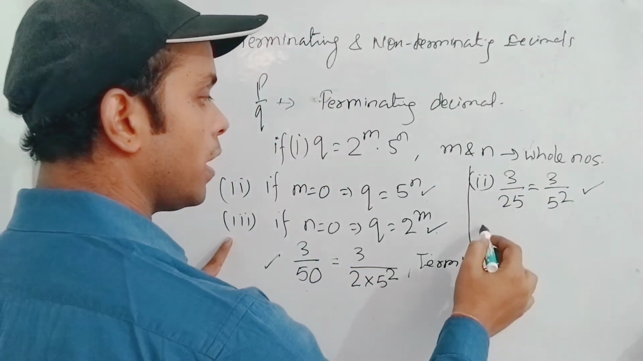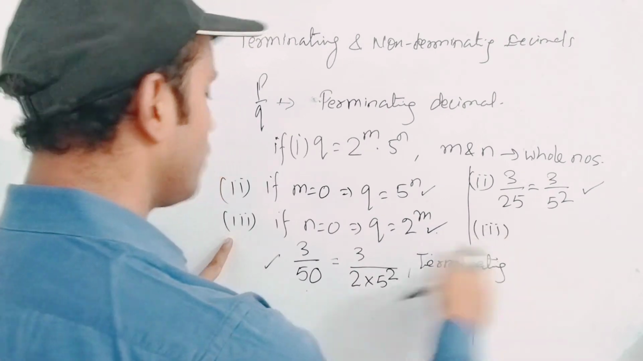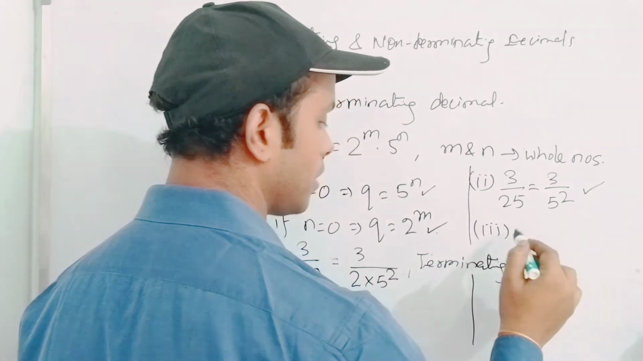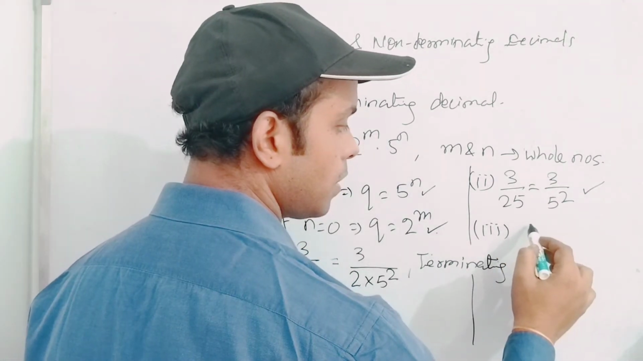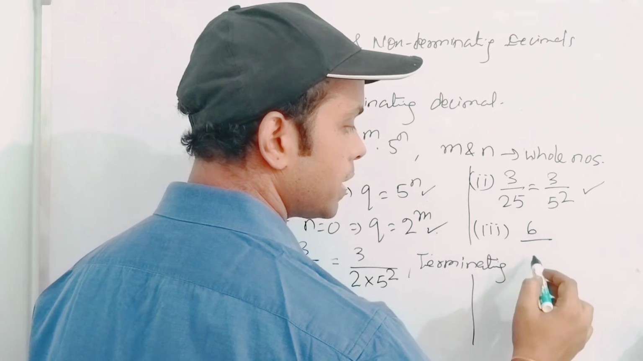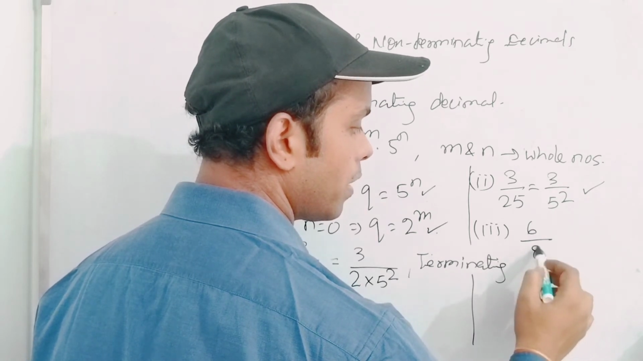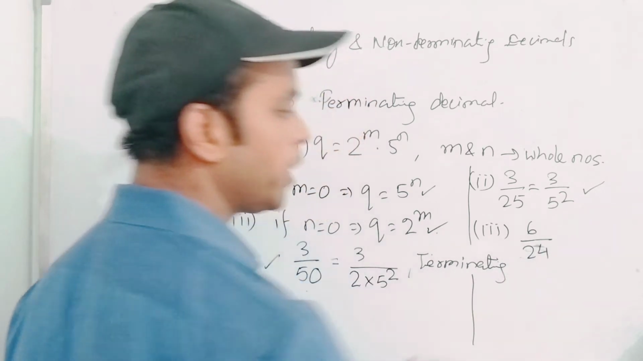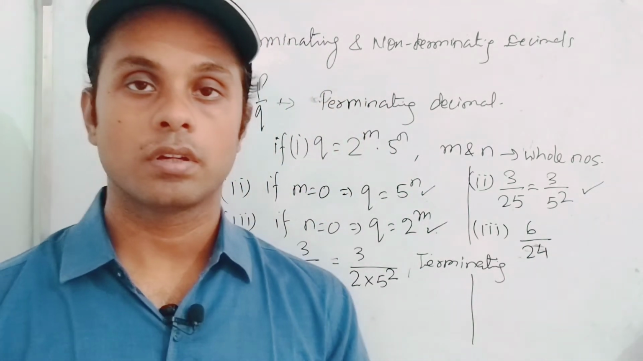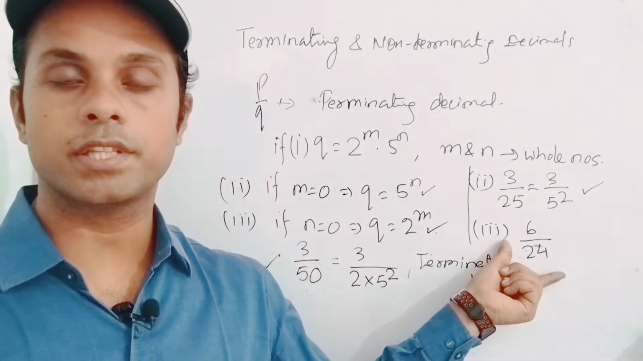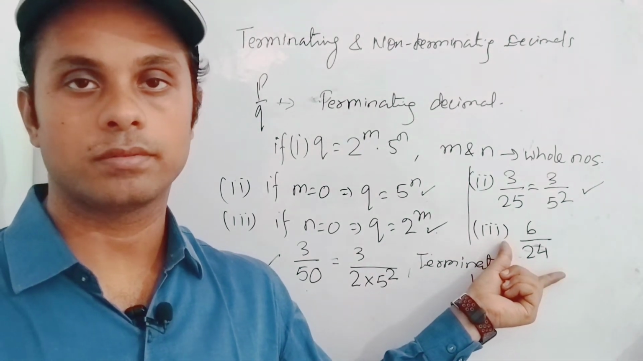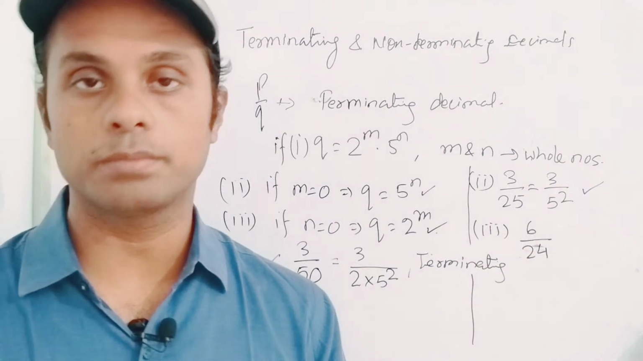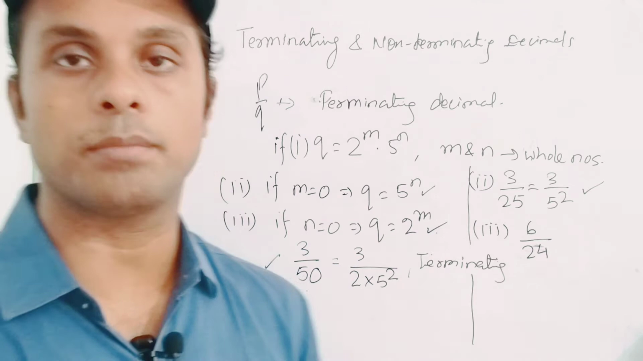Now third example, for the third case, suppose you have this time 6 upon 24. Now look, is it in the simplest form? No, this is not in the simplest form. 6 and 24 are reducible. So first you reduce them.